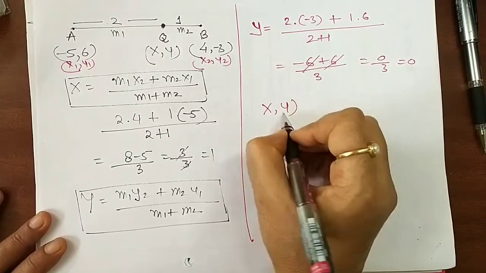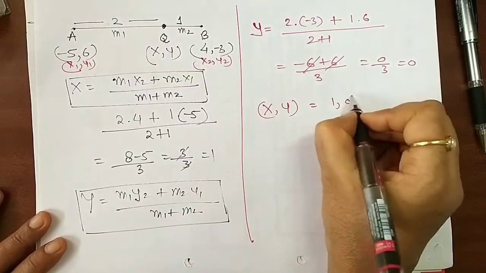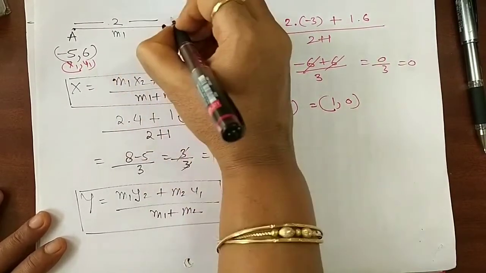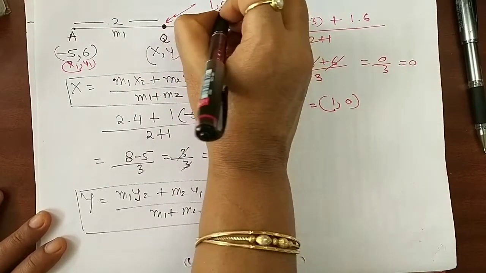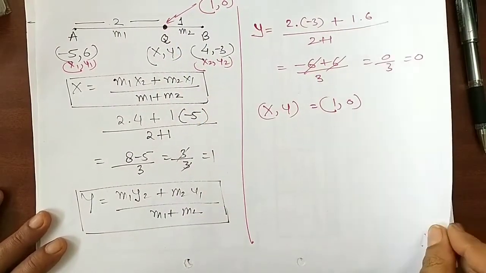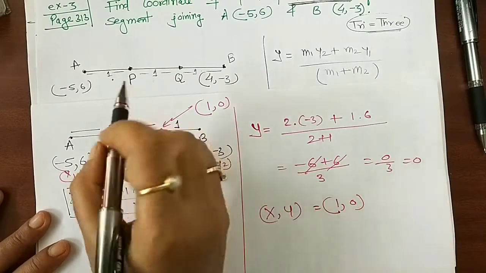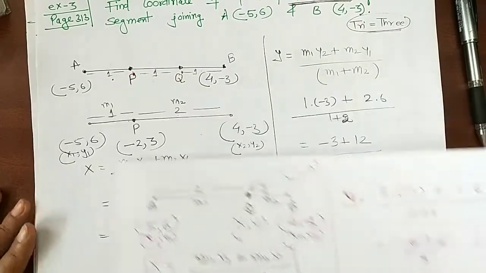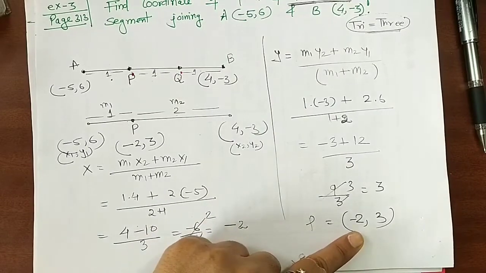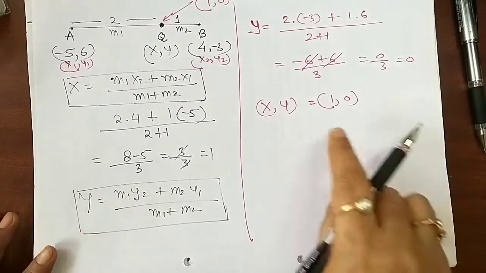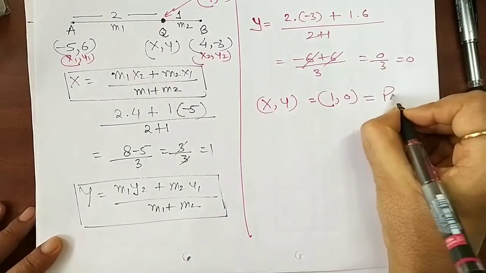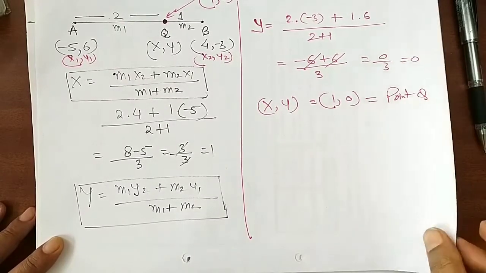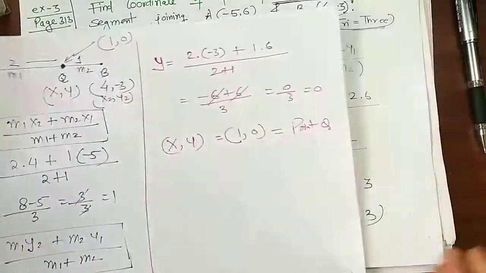So my point is x comma y. X is 1 comma 0. So this point which I got is 1 comma 0. So this is my answer, guys: the points P and Q are these points. P is this, minus 2 comma 3, and this is point Q. Let's see example 4, guys.